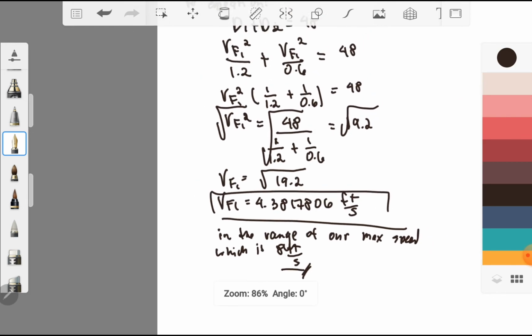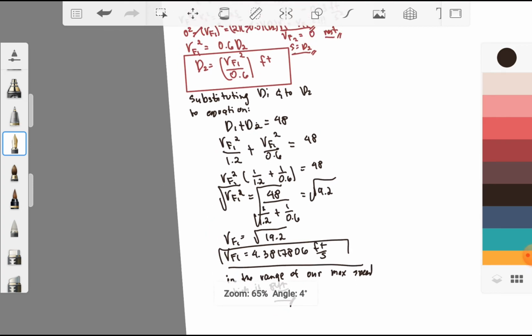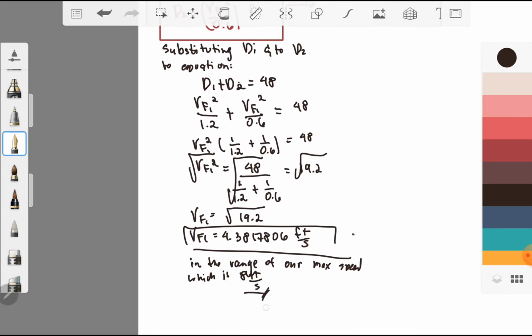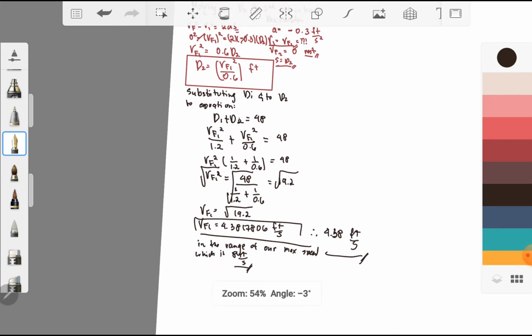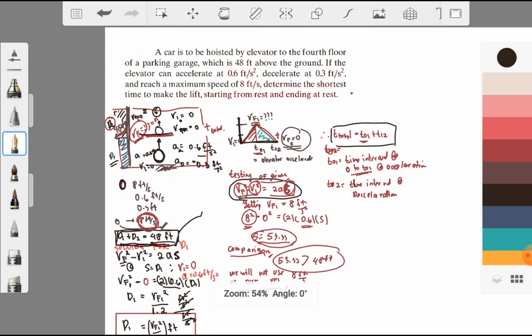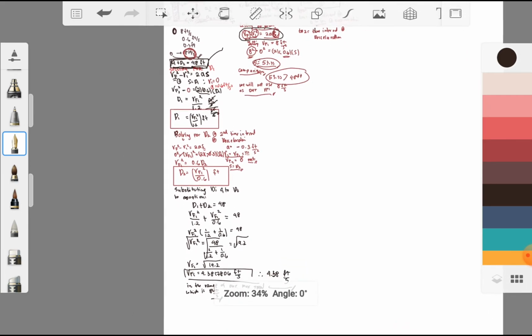So therefore, your VF1 is already 4.3817806. This is your VF1. So, anong ilalagay nyo sa LMS pag sakali? So, round this up, 4.38 feet per second, to the nearest hundredths. Always yan. So, what is the main question? Determine the shortest time to lift to make the lift starting from rest and ending at rest. So let us solve for the shortest time.